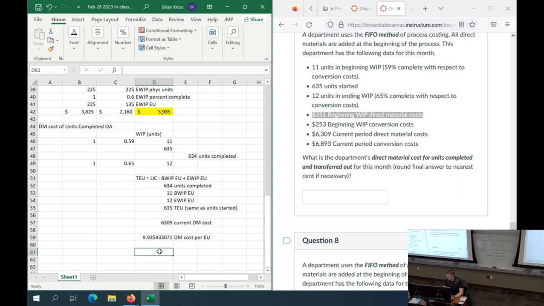All right, so we have units completed minus beginning WIP equivalent units. This is equivalent units completed with this period's work. And we'd multiply that by this period's rate per equivalent unit. So this is direct materials cost from this period's work. I think that's at least similar to the title I used in the textbook.